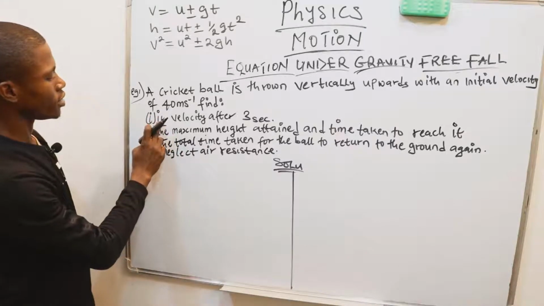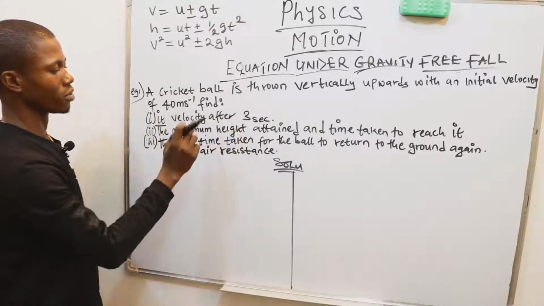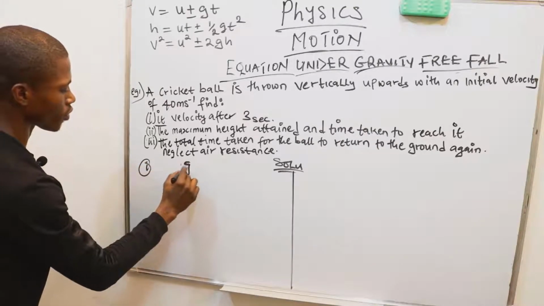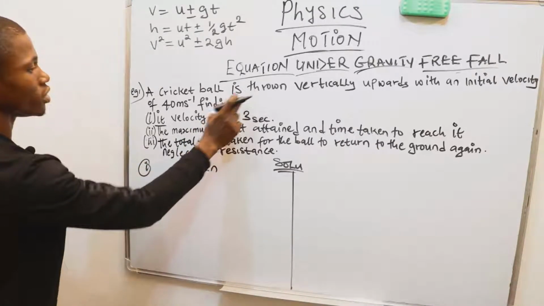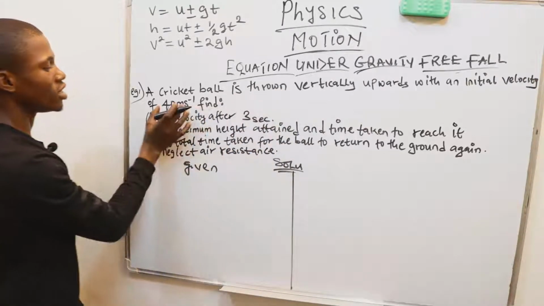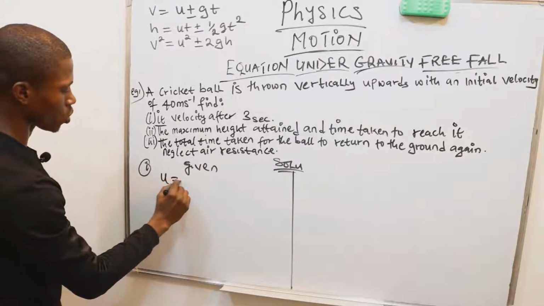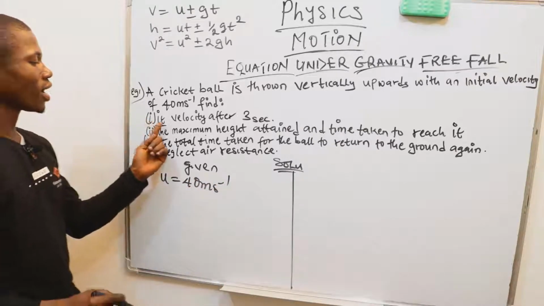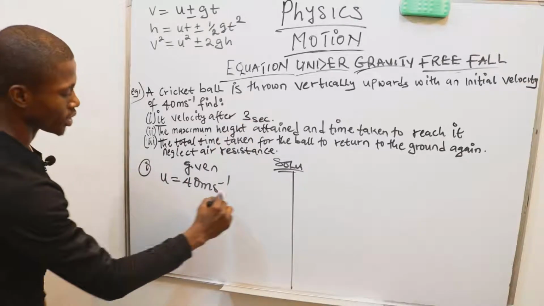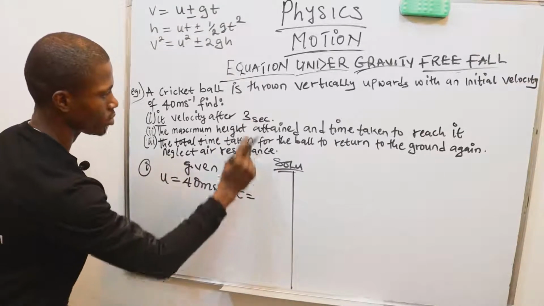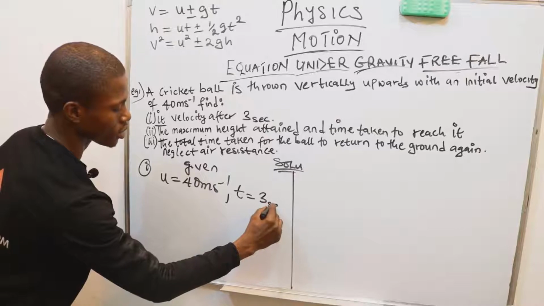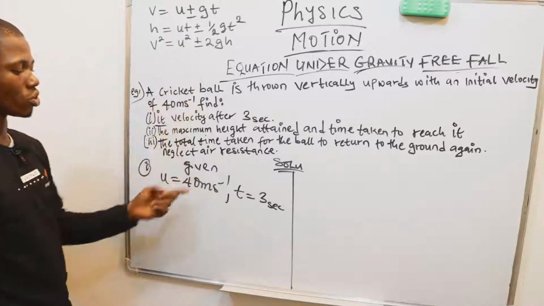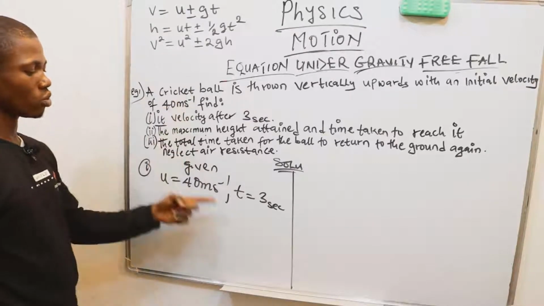Okay, the first says find its velocity after 3 seconds. So this is given (i). Given from the question, we have been given the initial velocity, U, equal to 40 meters per second. Then from this (i), its velocity after 3 seconds, it has given us time, which is 3 seconds. Okay, let's now go and check from our equations which formula we are going to use.